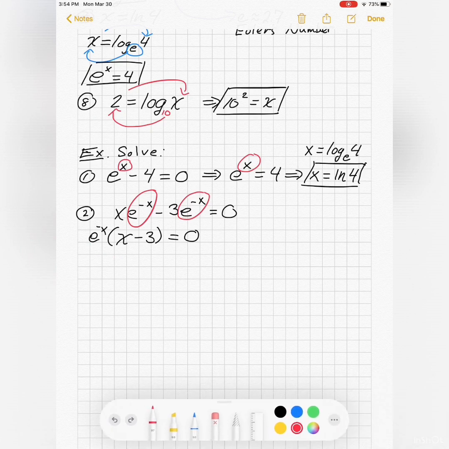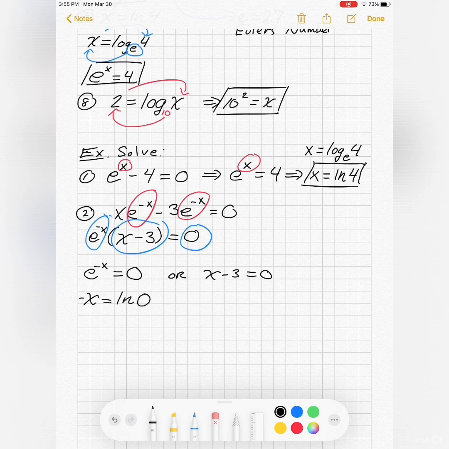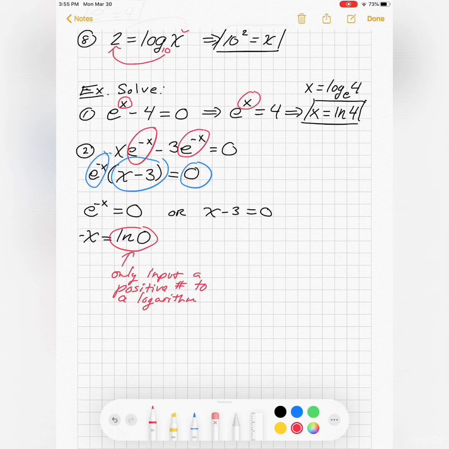Now I'm looking at each of these two factors, and if I multiply these two factors together and the result is 0, then it must be true that either e to the negative x is 0 or x minus 3 is 0. If I attempt to solve this first one, I go the exponent is the natural log of the other side. But actually, if you remember from algebra, I can only input a positive number to a logarithm. In other words, I actually cannot take the ln of 0 or the ln of a negative number.